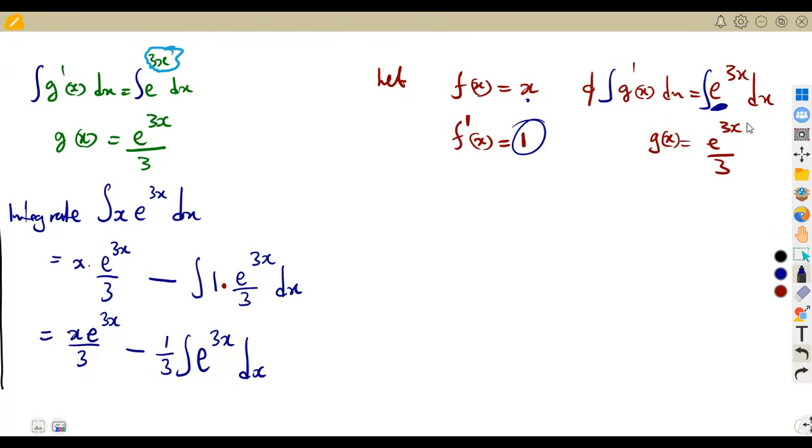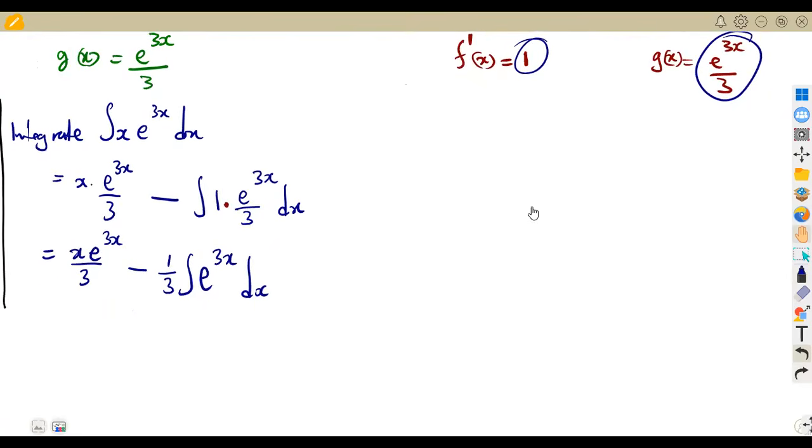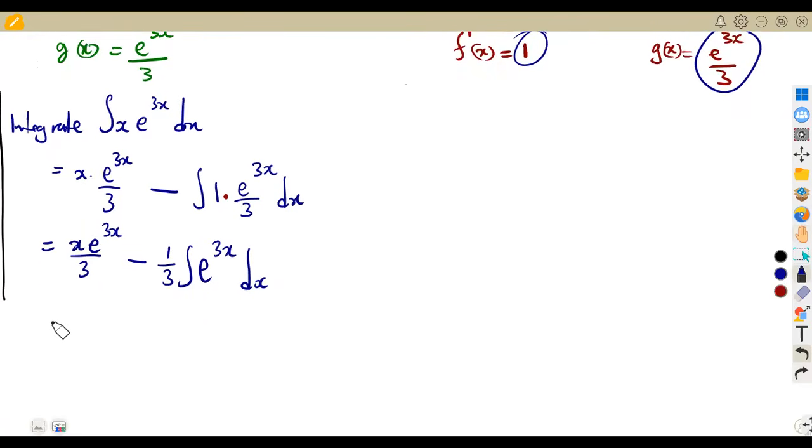The integral of e to the exponent of 3x gave us what? E to the exponent of 3x over what? Over 3. So meaning to say here, we are going to obtain x times e to the exponent of 3x over 3 minus 1 over 3 times e to the exponent of 3x over 3, which is the integral of this part, all right? Then we've got our constant of integration. The constant of integration, you write it at the end when you're done with the whole integral, okay?